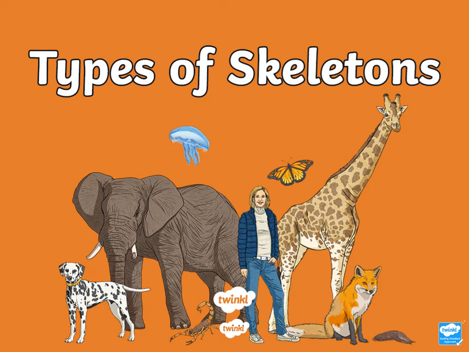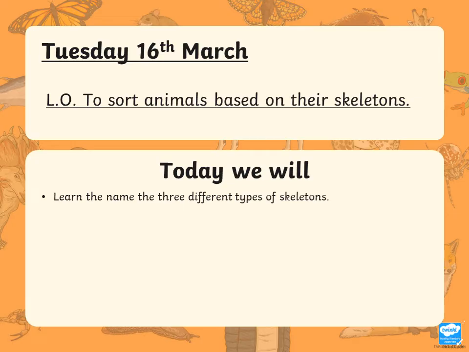Hello Year 3. Today we're going to find out about different types of skeletons. The date is Tuesday the 16th of March and our learning objective is to sort animals based on their skeletons.